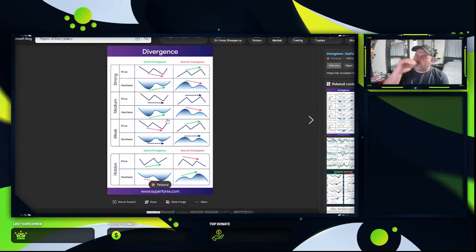Cut it out, post it next to you. If you're starting out, cut it out, post it next to your computer, take a screenshot of it, and hang on to that. This is really helpful to spot those divergences, bullish and bearish, when you're trying to learn how to chart. It's going to come in handy completely.